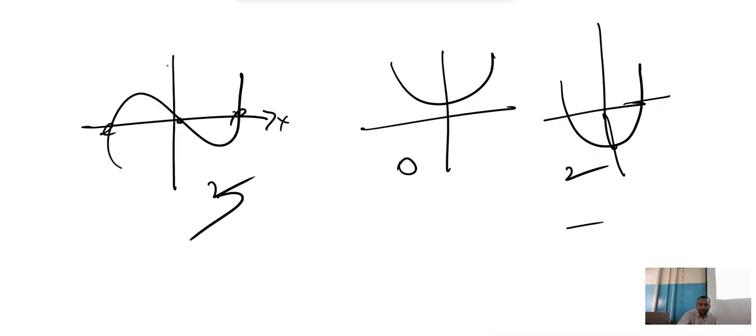Next question for 1 mark. Make a note. Write the formula to find the sum of its zeros and product of its zeros.